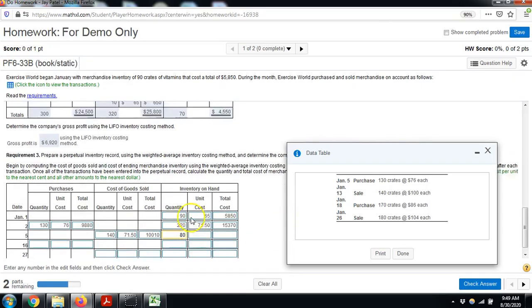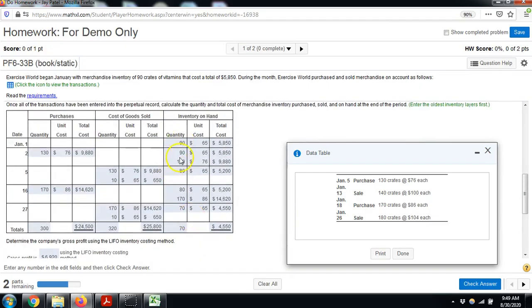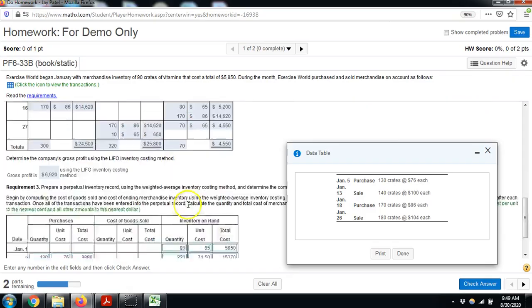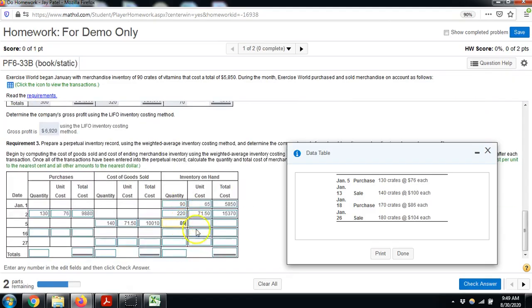So again, the unit counts are all the same. 90, this is 220, 80, 90, 220, 80. The unit costs are all the same. It's just a difference in the cost of goods sold and the inventory value. That's the difference between all these methods.